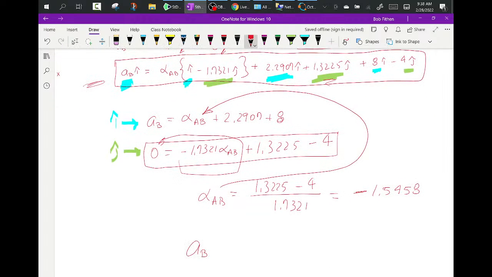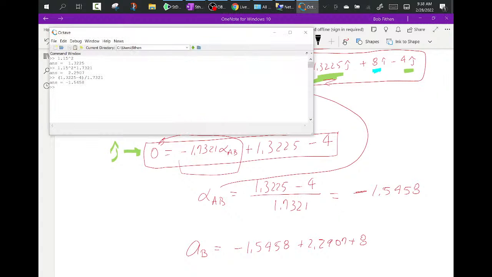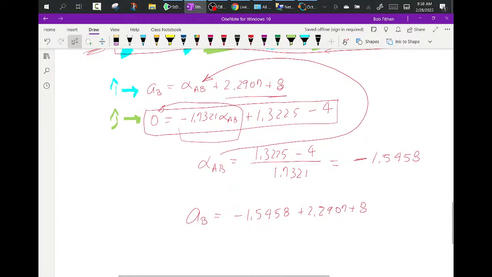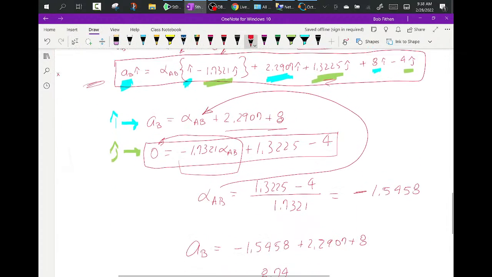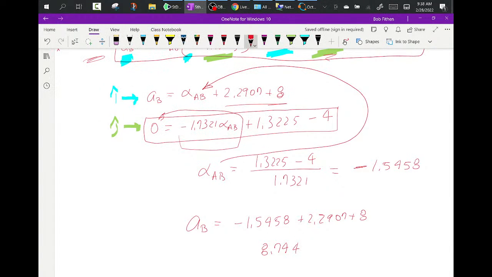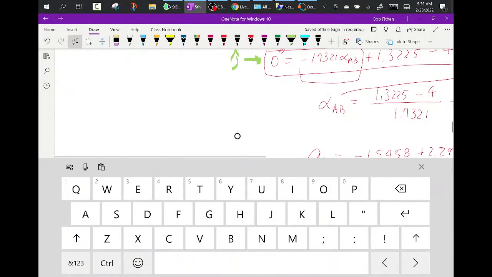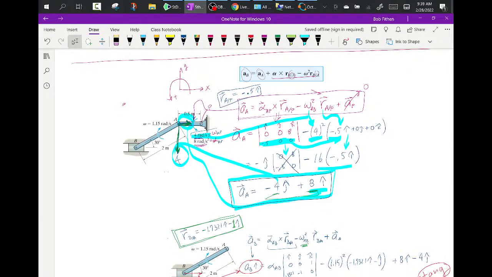I can get the acceleration of B equaling, and I just put it in there. So I think I'm going to put these first. Well, I'll put the other one first. Minus 1.5458. I copied it right. Plus 2.2907 plus 8. I don't know what that is, but I do have part of it up there, and I can do plus 2.2907, and then plus 8. Okay, 8.7449. Let me look at the picture. So there's my acceleration of B. I was trying to find the units here. Yeah, these are in meters.